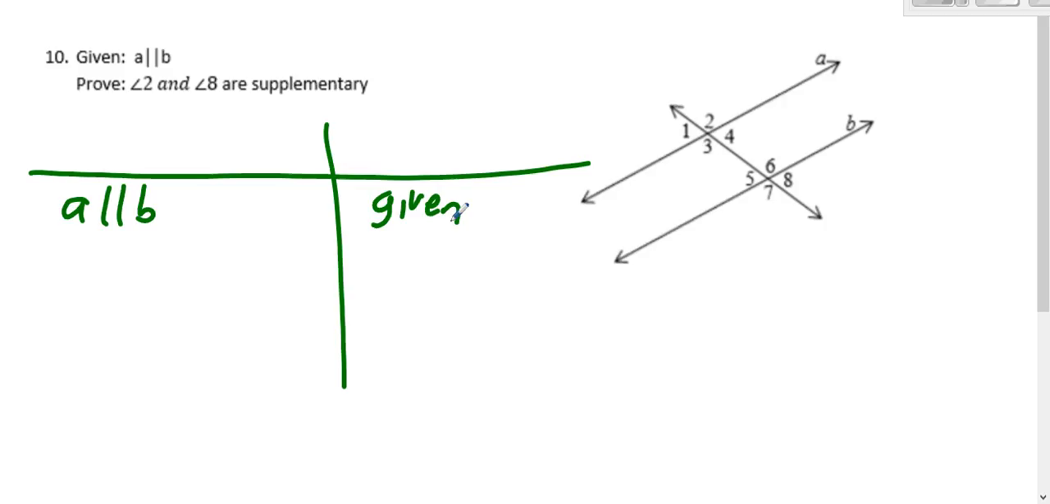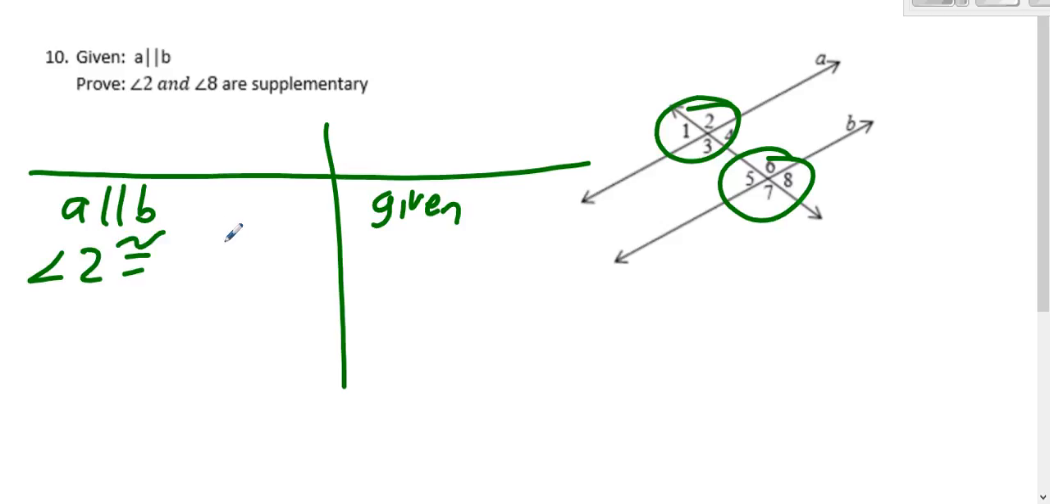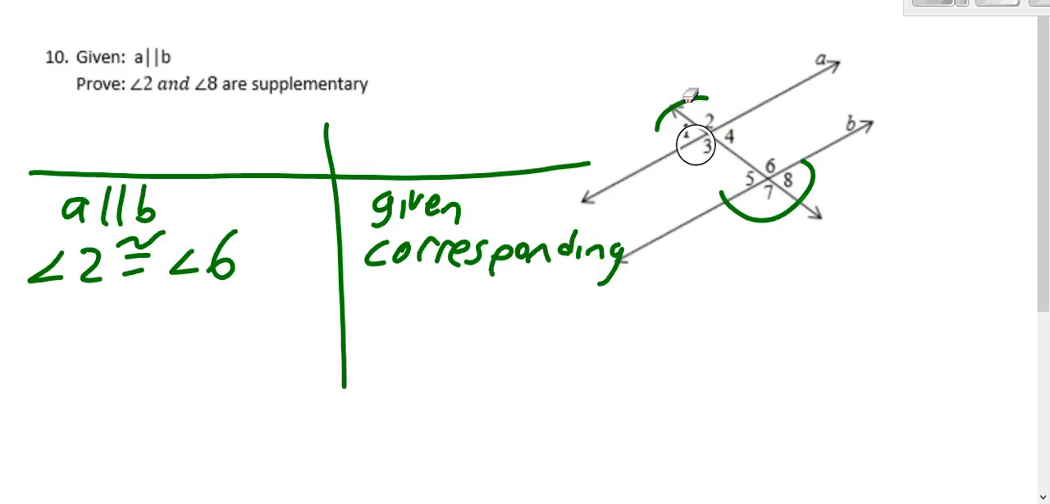So 2 and 8. Since they're on different sides of the line, let's bring them together first using something like corresponding or alternate interior, whatever we wanted to use from that. So to bring 2 closer to 8, let's bring it from this intersection down to here by doing corresponding. Angle 2 is congruent to angle 6 because they are corresponding.